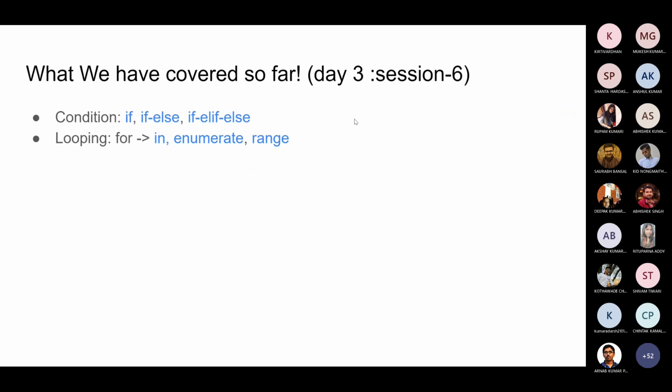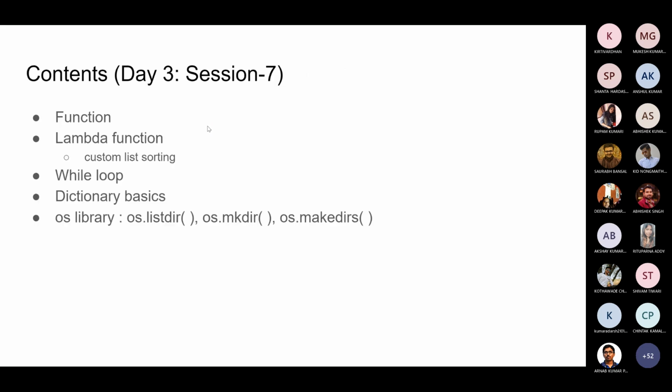So we have already discussed the if else, the different types of conditions, if, elif, else. We have discussed the loop, specifically the for loop using the in keyword, the enumerate keyword, and the range. So in this session we will discuss the function, lambda function, custom list sorting, while loop, dictionary basics, and if time permits, we will also cover the OS libraries like os.listdir, os.mkdir, os.makedirs, etc.